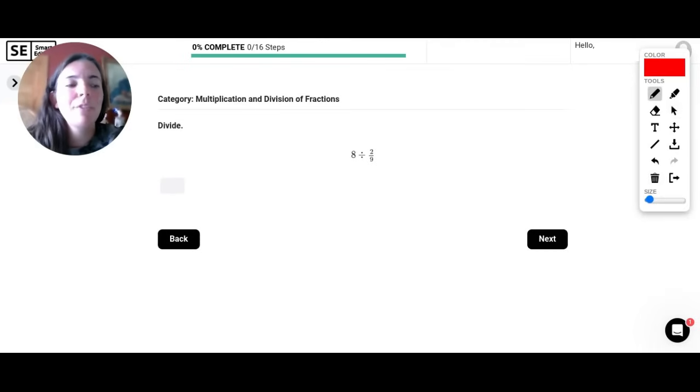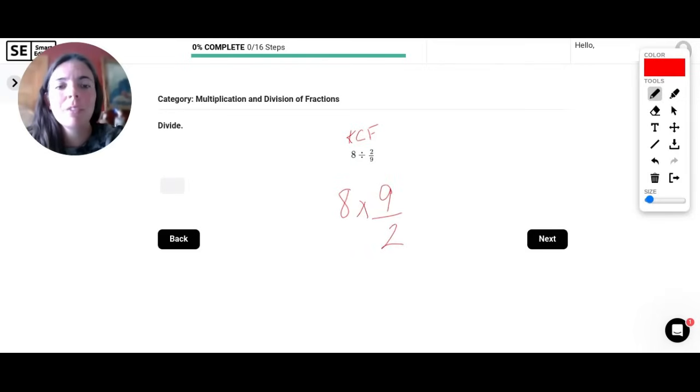All right, let's try a few free response questions. So 8 divided by 2/9. Keep, change, flip is what we're going to want to use here in order to divide fractions. So whenever you're dividing fractions, think of fried chicken, KCF, KFC. So what we're going to do here is keep the 8, change division to multiplication, and flip 2 over 9 to 9 over 2.